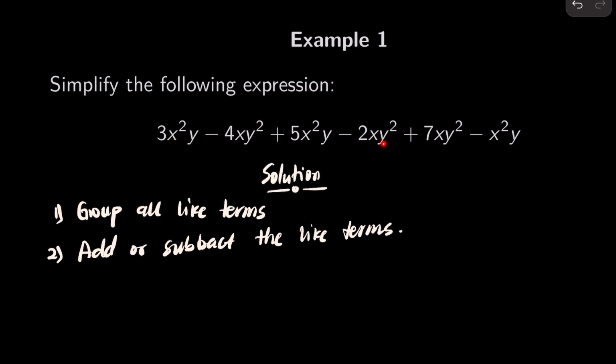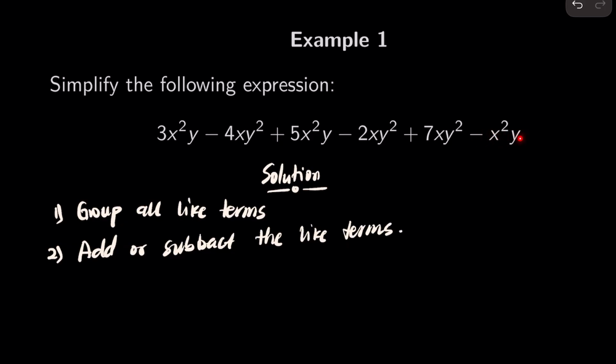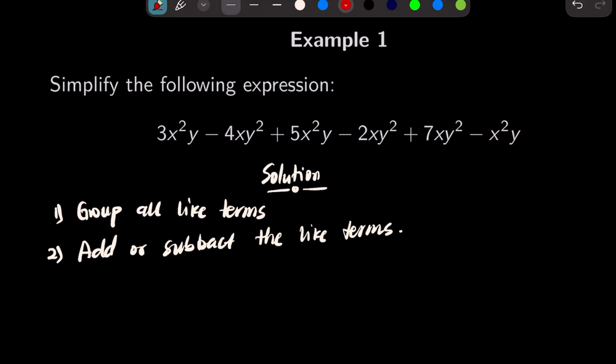Now we look through the remaining expression to see if we can find a term that contains x squared y, right? So here we have x squared y. And so these two are like terms. And also we have x squared y, right? So now here we are going to have this and also this as like terms, right?